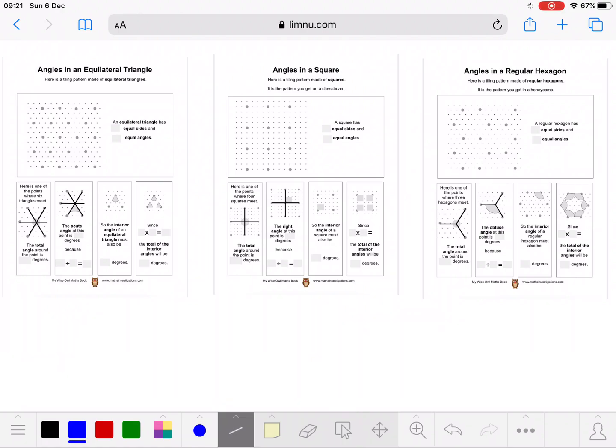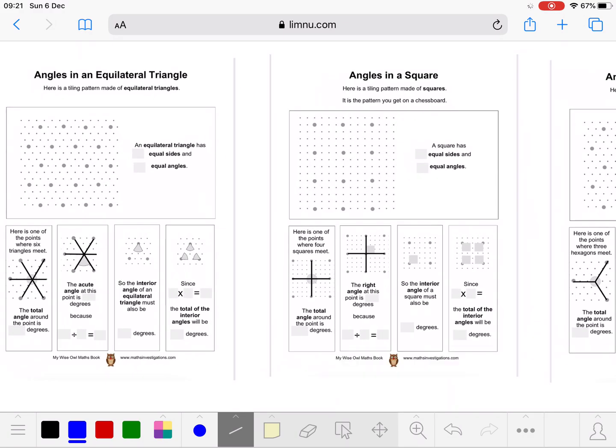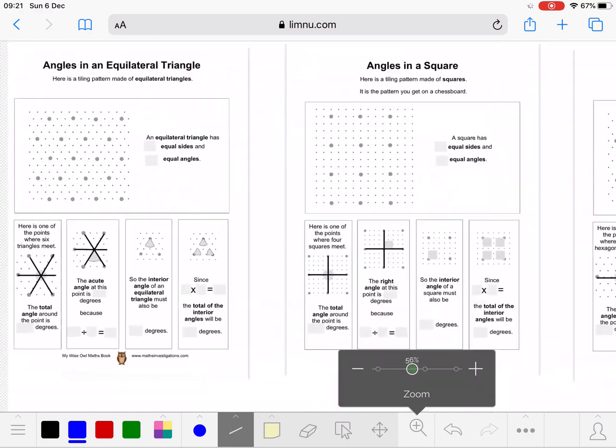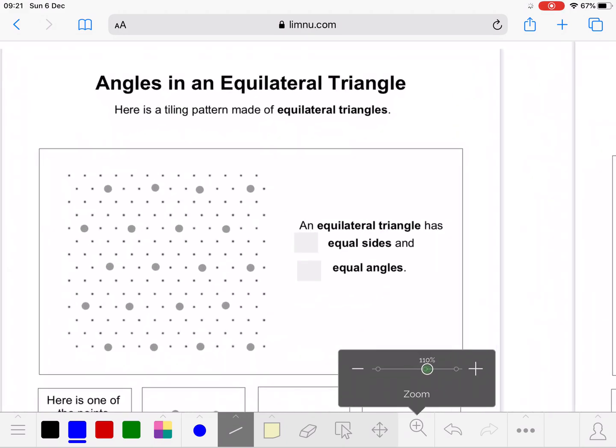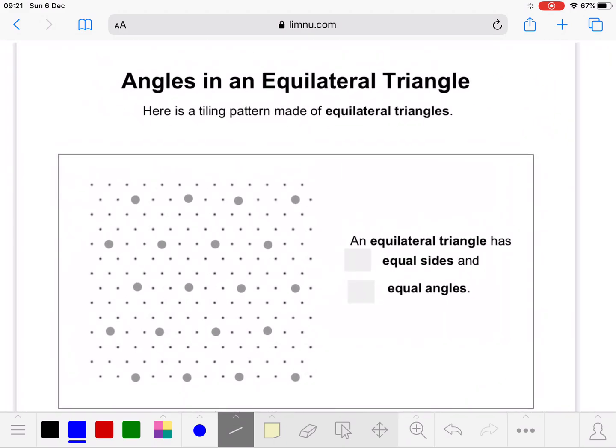Now we're going to investigate angles in shapes. We're going to look at triangles, equilateral triangles, then squares, and then regular hexagons. So let's start with the triangles. Now, we're going to make a tiling pattern here made of equilateral triangles.